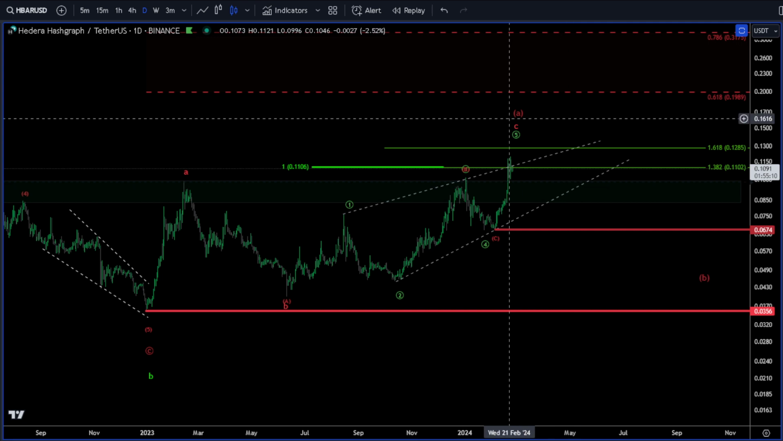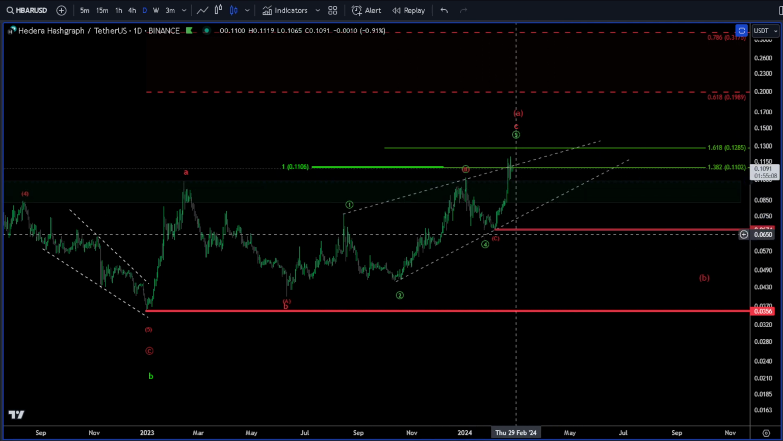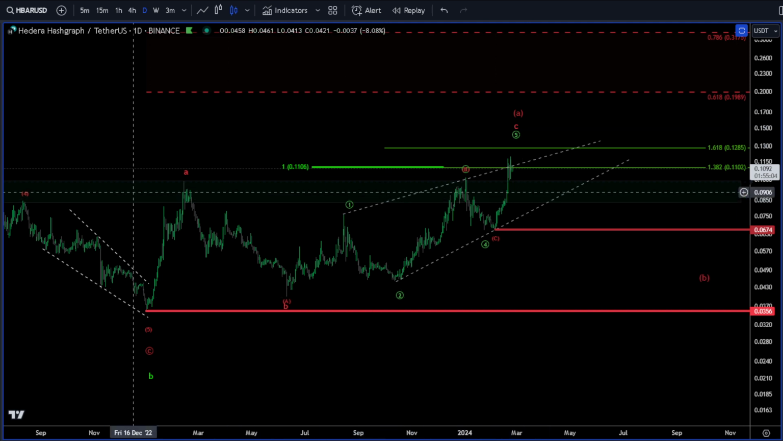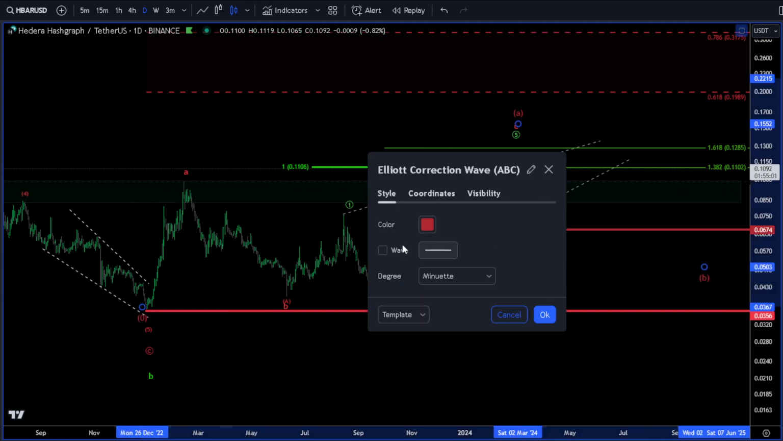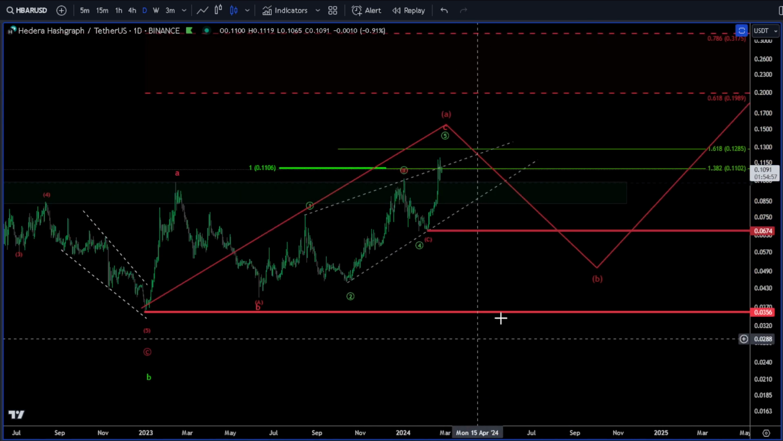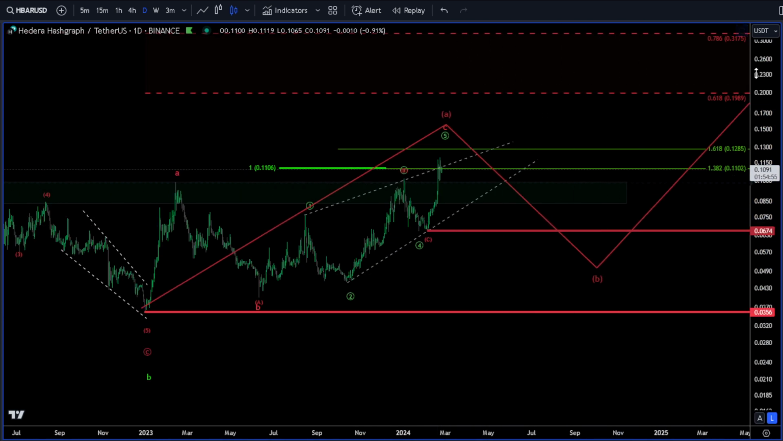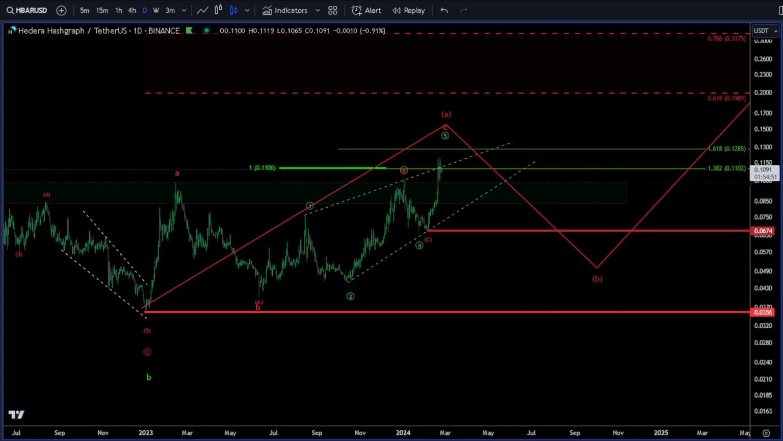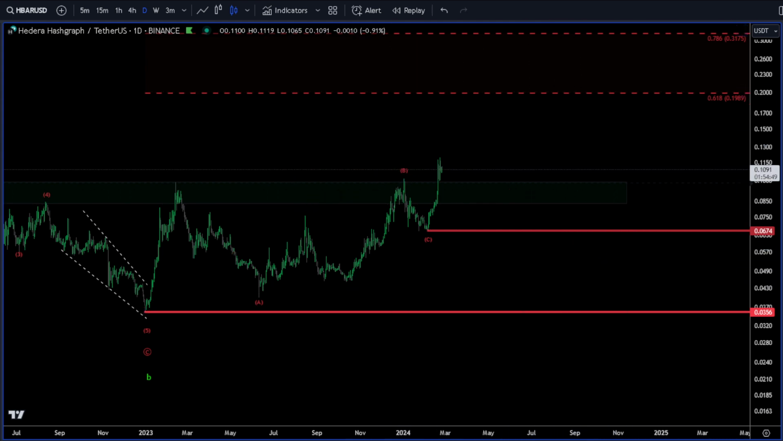I just wanted to make it clear that we're not completely out of the woods yet on this being an ending diagonal as an A, B, C, in which case we would look for consolidation to the right, getting dragged out as a B wave before our C wave to the upside. So we're right at that moment where this is either going to invalidate or follow through.